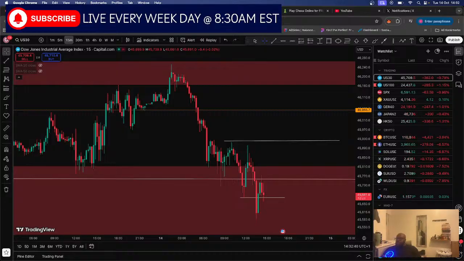And as you can see, the market's just fluctuating. It's not really choosing a direction. This is proof that today is a no trade day for most people, because no one's committing to any particular side.